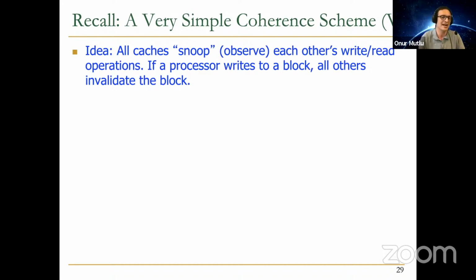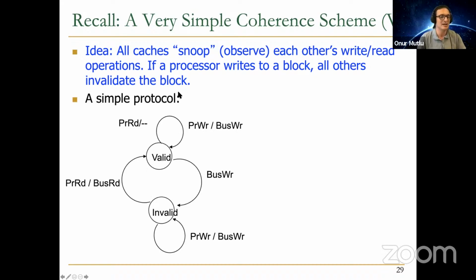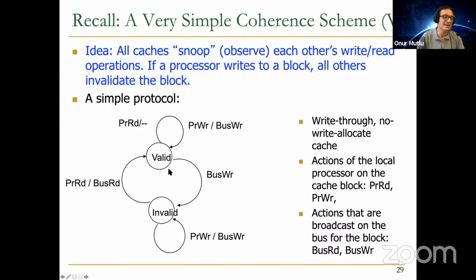And we showed an example of an invalidation-based coherence scheme very quickly again. Essentially, the idea is all caches snoop or observe each other's write and read operations to the cache. If a processor writes to a block, all others invalidate the block. It's an invalidation-based protocol, and I'm not going to go through the details of it. You're not going to be responsible for it anyway. But the key thing to know is if a cache has the block as valid, and it observes a bus write, meaning the bus write signal is asserted when some other processor is writing to this block, then it transitions that block to an invalid state.